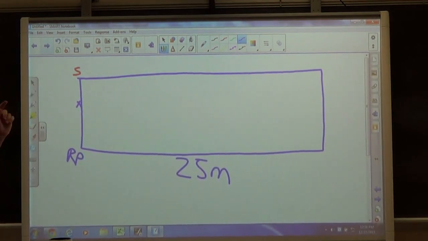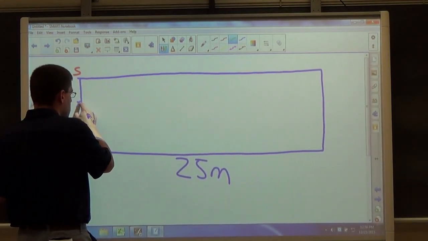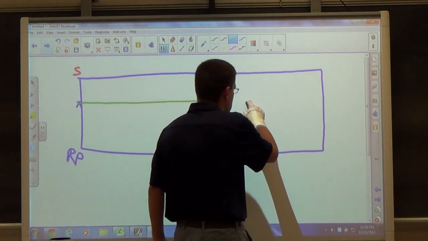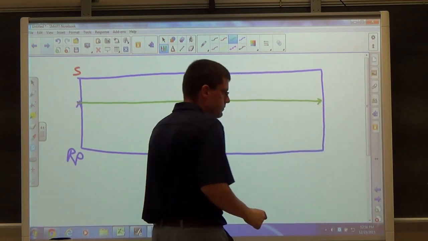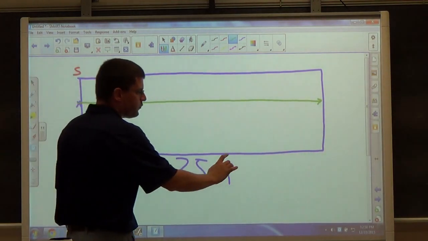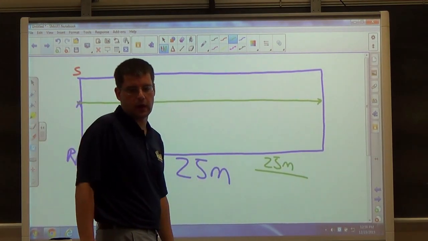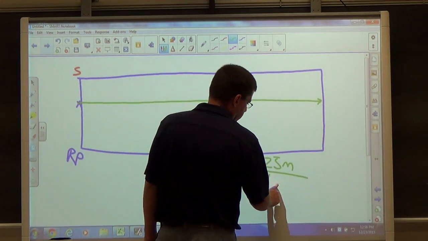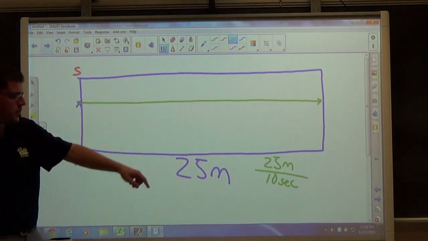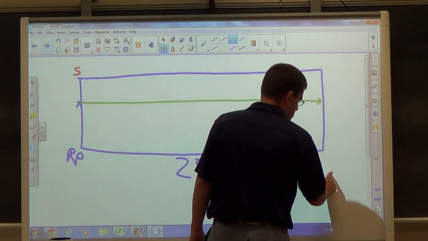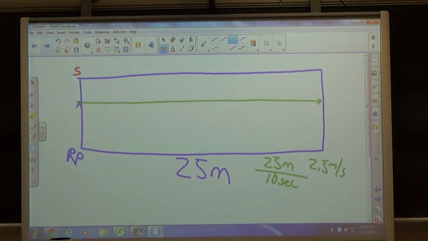Now, they swim down, as fast as they can, and they stop right here. This is the finish line. So let's say they swam 25 meters in 10 seconds. Easy numbers. So now their speed is 2.5 meters per second. Okay? So my question is this.